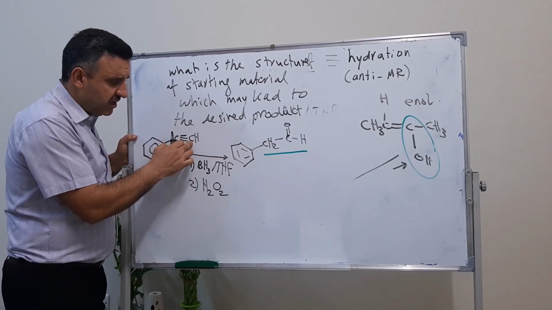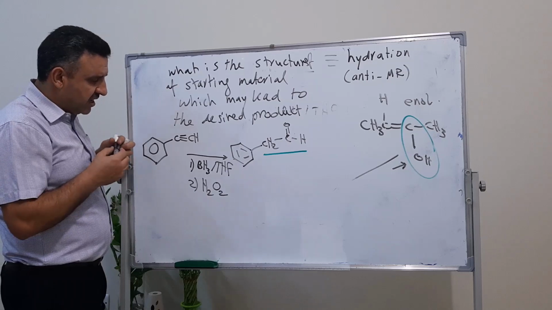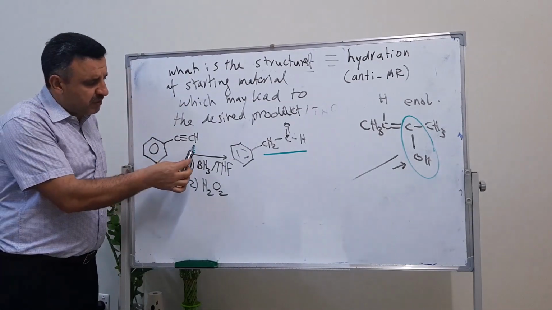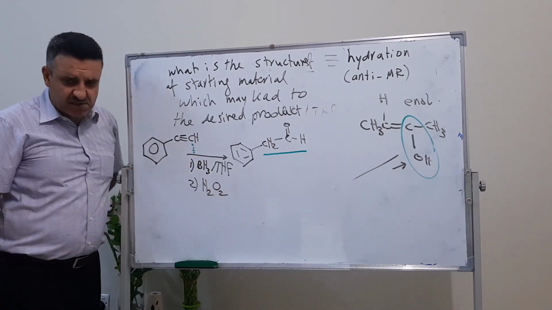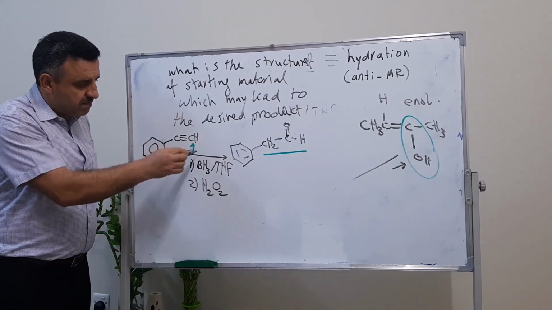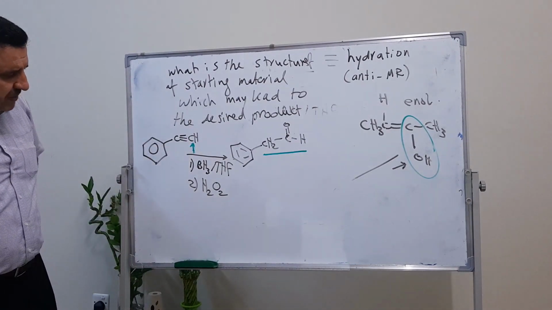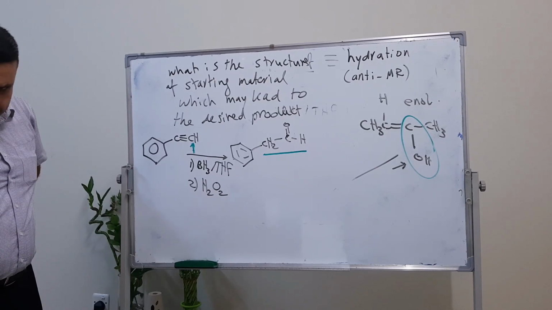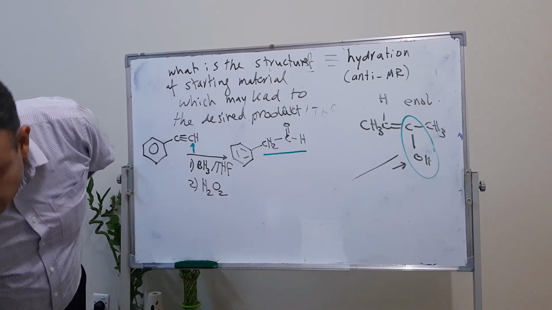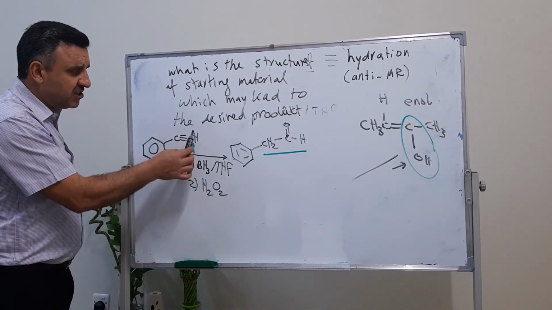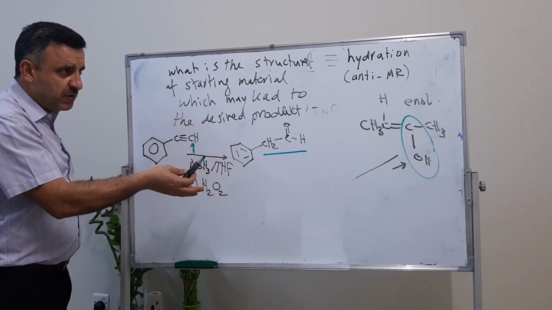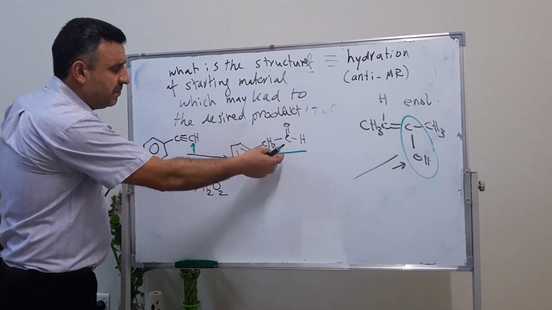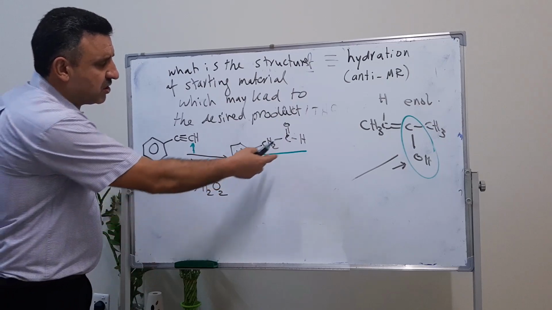The OH will go here, right? Let me just show you in green. Which atom is supposed to be attached to this green carbon? Oxygen, OH. The OH will be attached here, and the hydrogen will be attached there. So that means we are going to get an enol first. After that, the enol right away will be converted into the corresponding aldehyde.